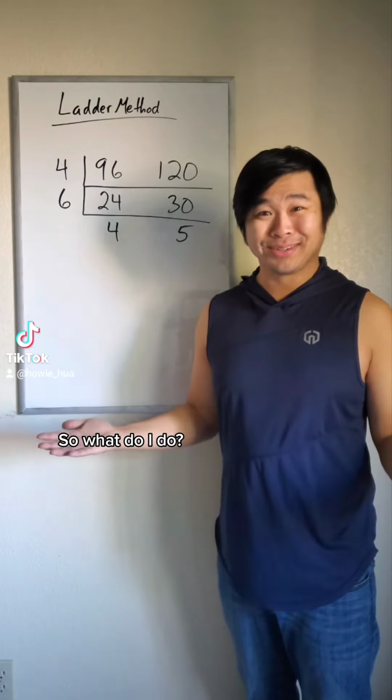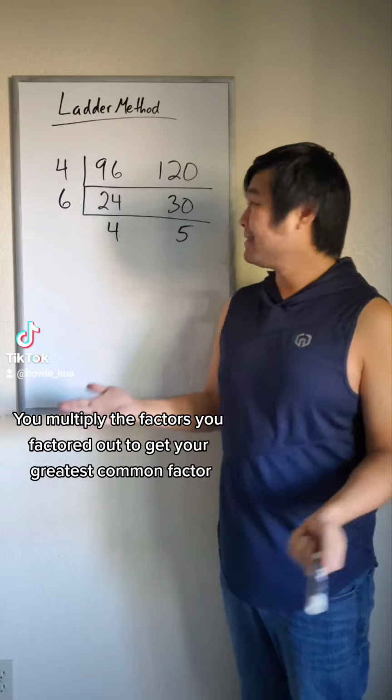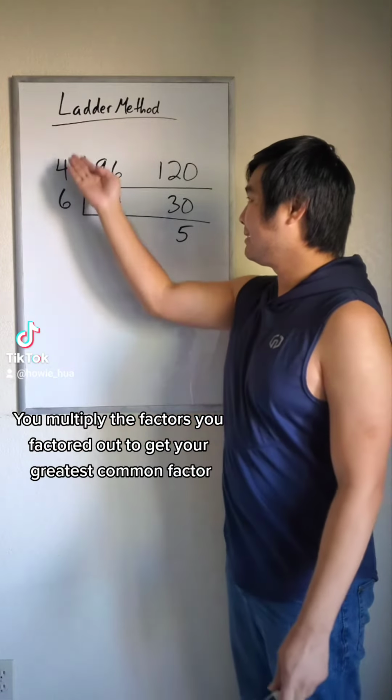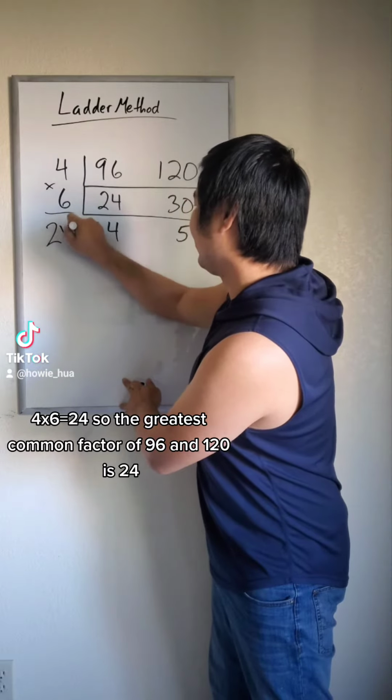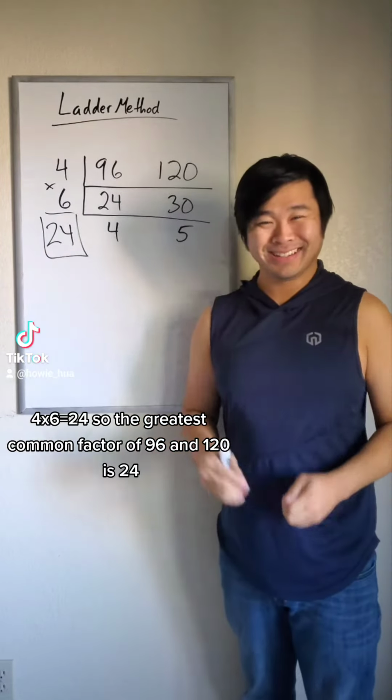So, what do I do? That means you're done. You multiply the factors you factored out to get your greatest common factor. 4 times 6 is 24, so the greatest common factor of 96 and 120 is 24.